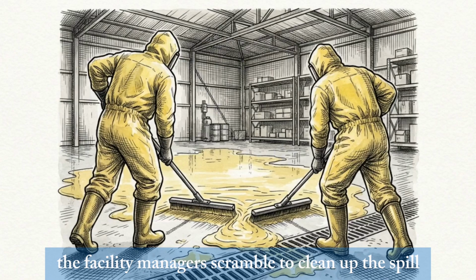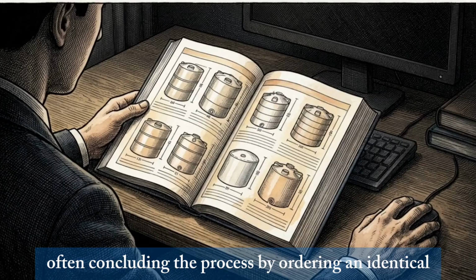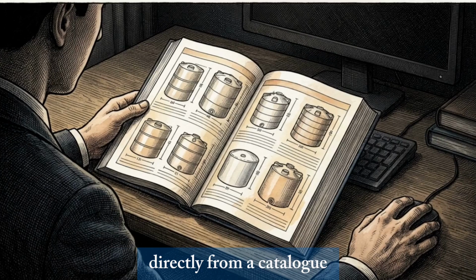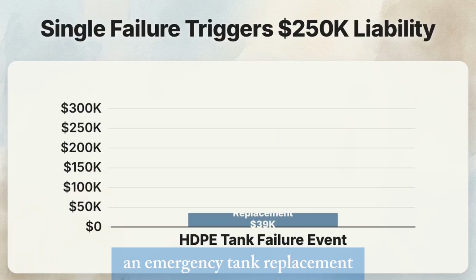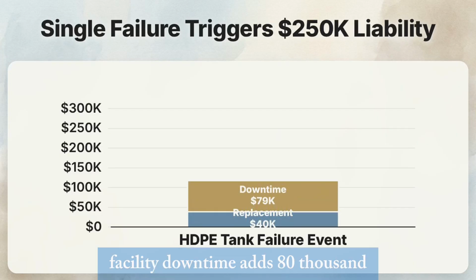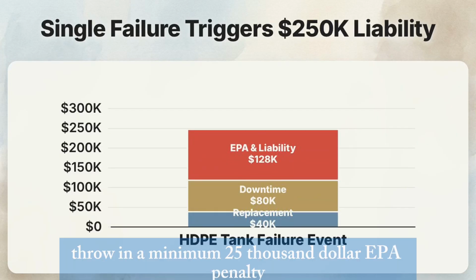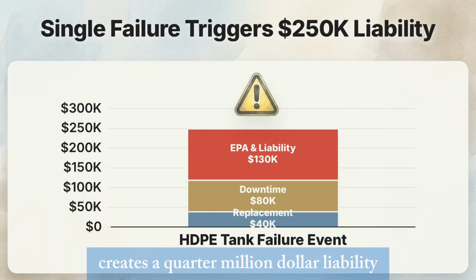The facility managers scramble to clean up the spill and mitigate the damage, often concluding the process by ordering an identical, high-density polyethylene replacement tank directly from a catalog. Look at the financial exposure on this chart. An emergency tank replacement costs up to $40,000. Facility downtime adds $80,000. Throw in a minimum $25,000 EPA penalty, and a single failure creates a $250,000 liability.